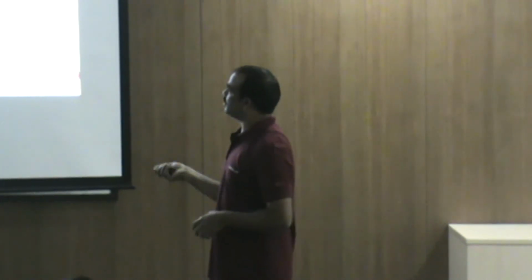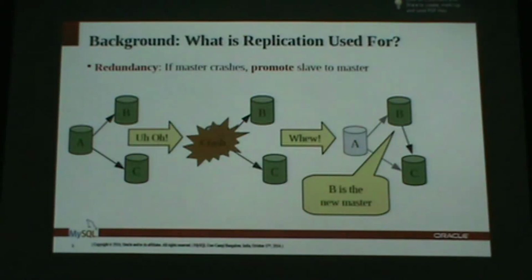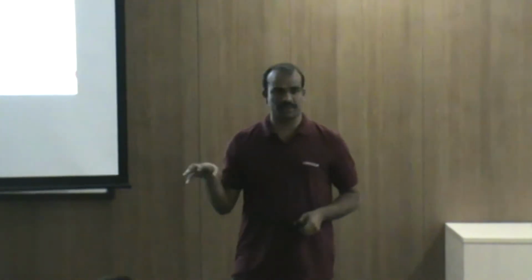Why do you need replication? The main purpose of it is redundancy. If the master crashes, promote the slave to master so that the data is not lost. For example, you have posted a Facebook status, and say that is lost. Obviously you will be disappointed, and you don't want that to happen. So you replicate the data, and if something happens to the master, you get the same data, whatever you have written there, from the slave, and using some tools, failover tools, as we call them, you bring that slave up as the master. That's the main purpose of replication.